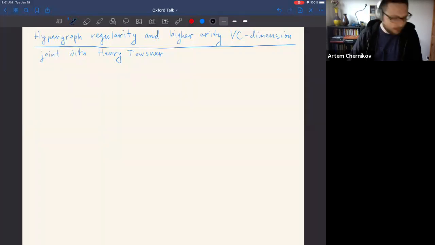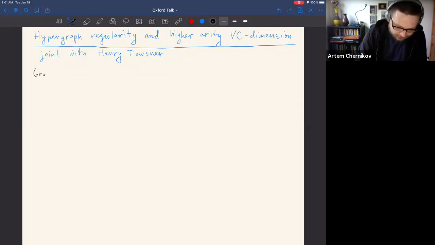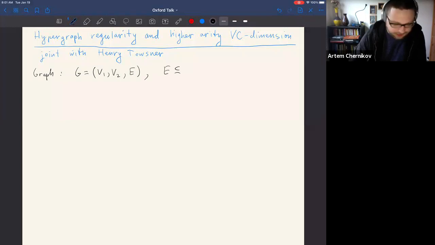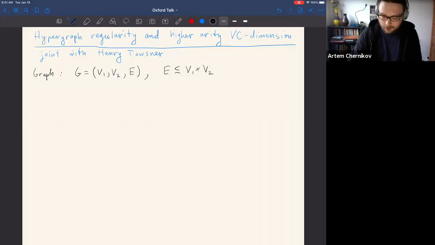So I would like to begin by fixing some very basic notation just to make sure we're on the same terminological page. So in this talk, whenever I say graph, which I will usually denote as G, with two sets of vertices V1, V2, and the relation E, I will mean a bipartite graph. So E is a subset of the direct product of V1 and V2. Okay, no requirements of symmetry or anything imposed, just a binary relation like this.